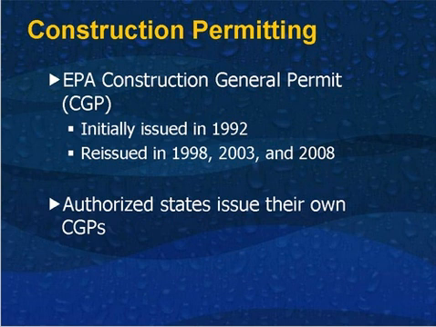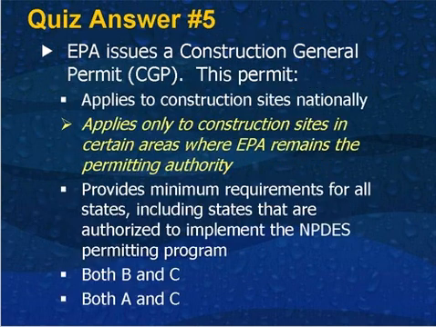So just to summarize, the EPA Construction General Permit was initially issued in 1992, and we've had several iterations, including the 2008 version, which just came out last month. Of course, authorized states issue their own construction general permits. And so that takes us to quiz answer number 5 here. The question was, EPA issues a construction general permit.